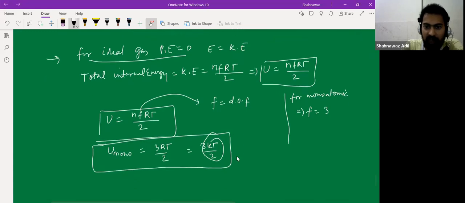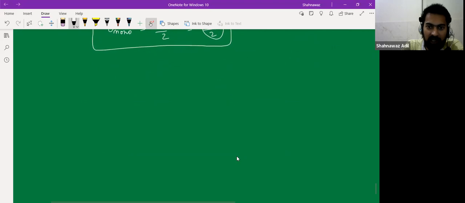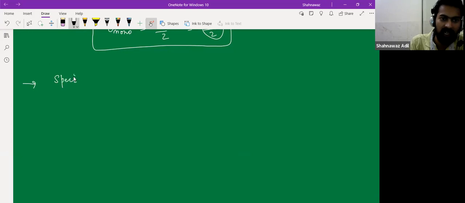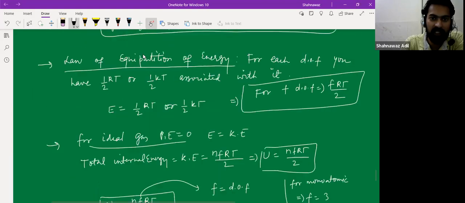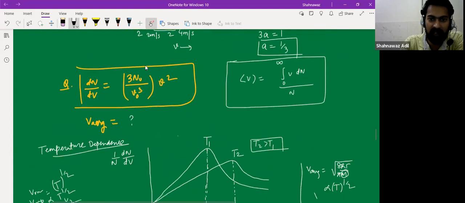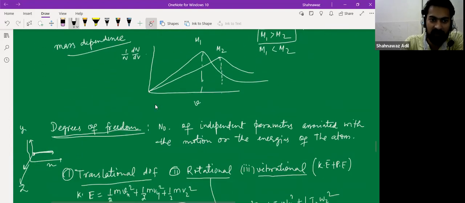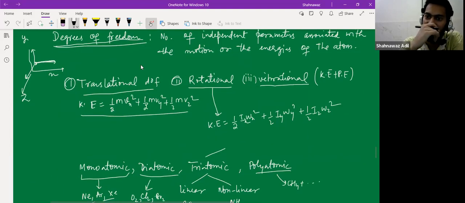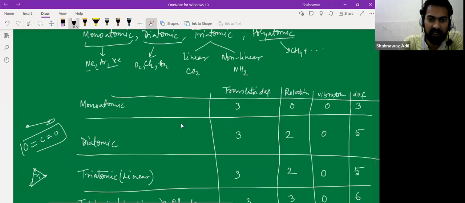Yes, sir. Okay, so the next part that I want to talk about is the specific heat capacity. Why am I talking about this? Because this is related with this. Firstly, I talked about the Maxwell distribution, and then we calculated the velocities associated with it. And then we learned about the degrees of freedom, all the degrees of freedom, translation, rotational, or vibrational. And then we calculated the internal energy.